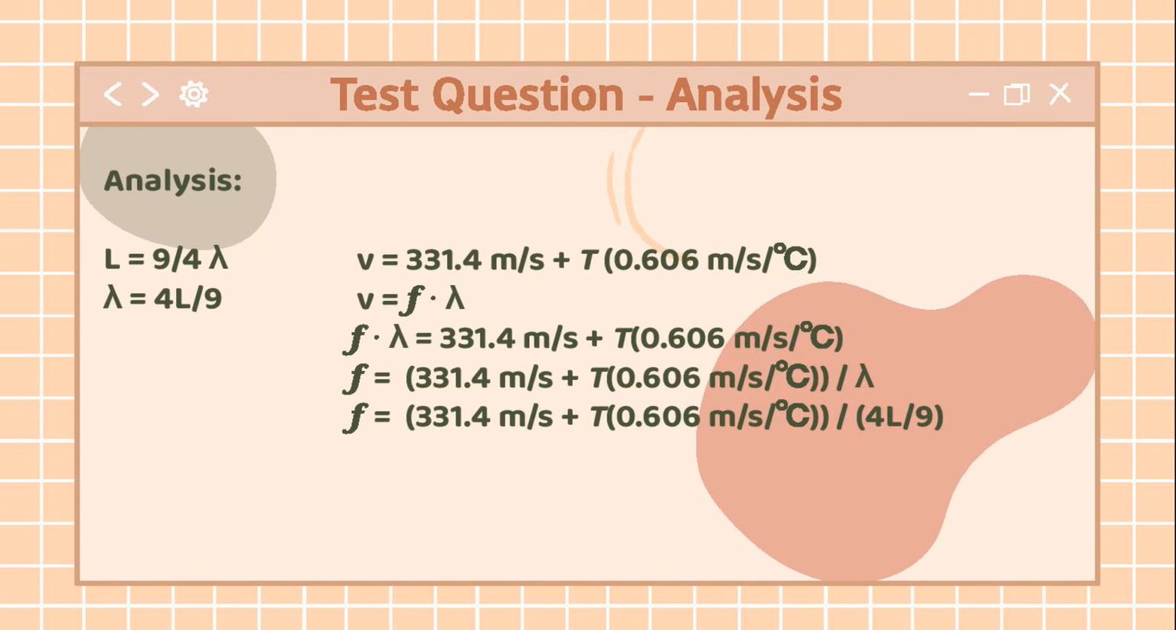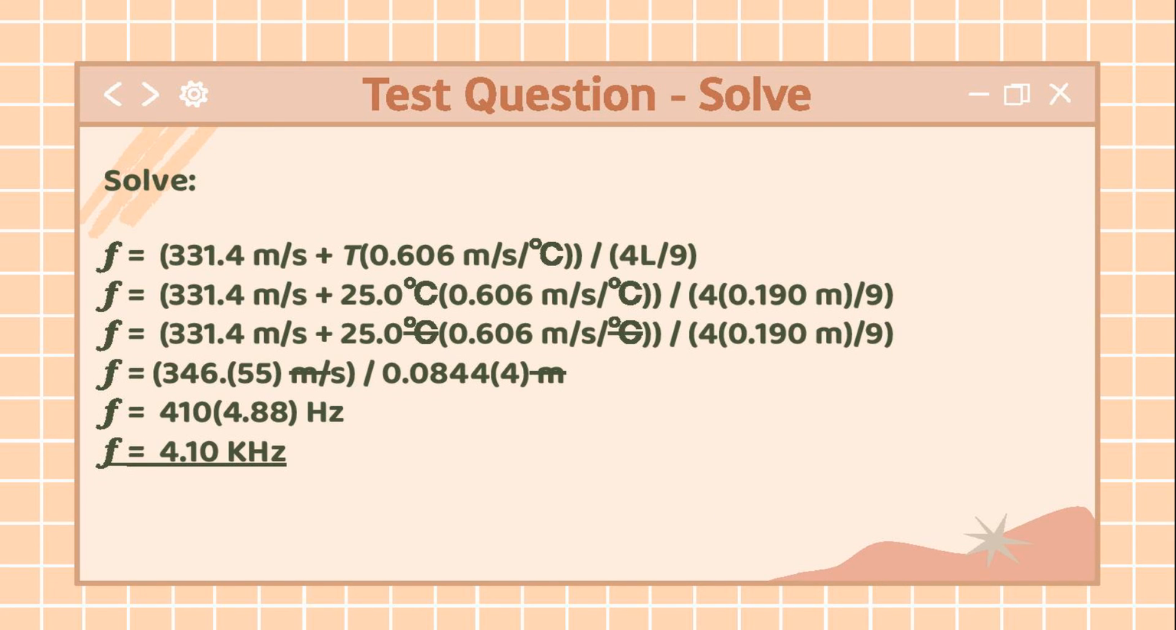Let's analyze. We can rearrange L equals 9/4 lambda formula to solve for the wavelength. Then we can find the speed of sound in the room and solve for the frequency using the speed of sound and the wavelength. In the equation, f equals 331.4 meters per second plus temperature times 0.606 meters per second over Celsius, divided by 4 length divided by 9. Then we solve for the frequency by inputting the length and temperature values. The result of this calculation is 4.10 kilohertz at 2 significant digits.